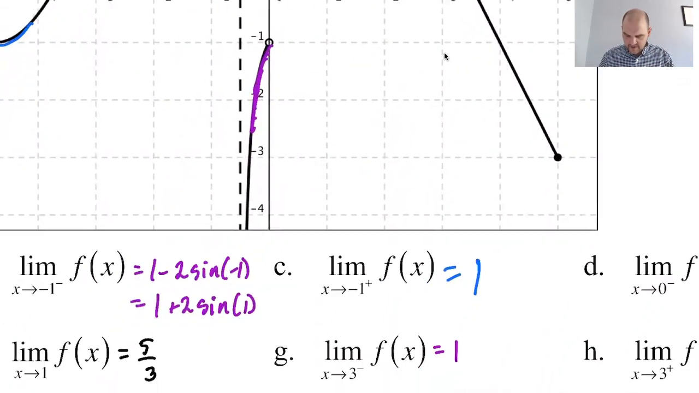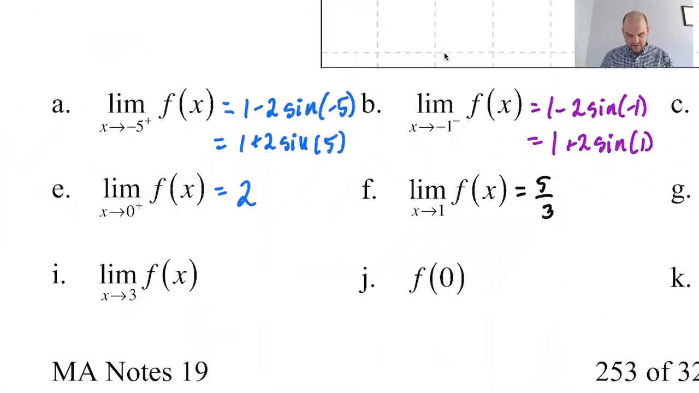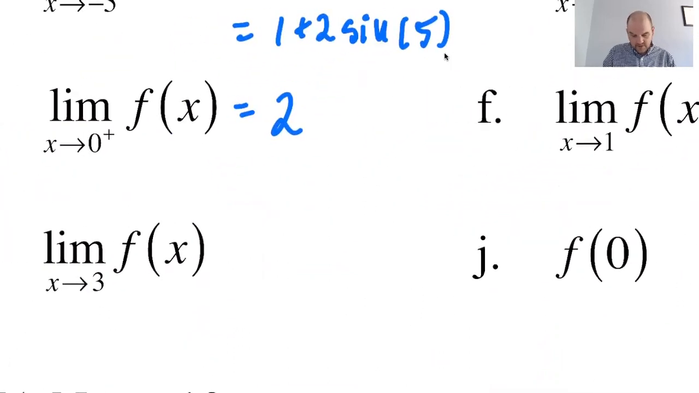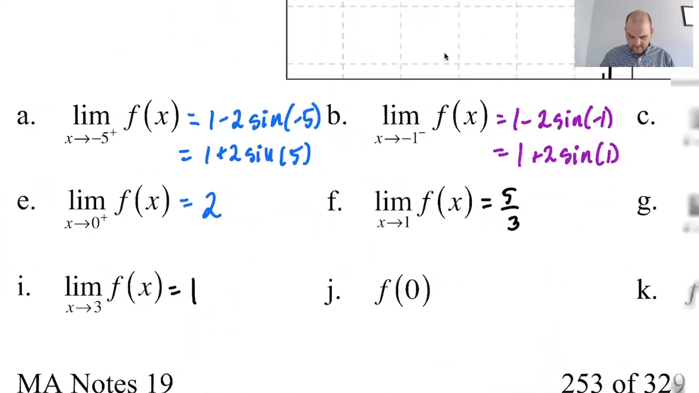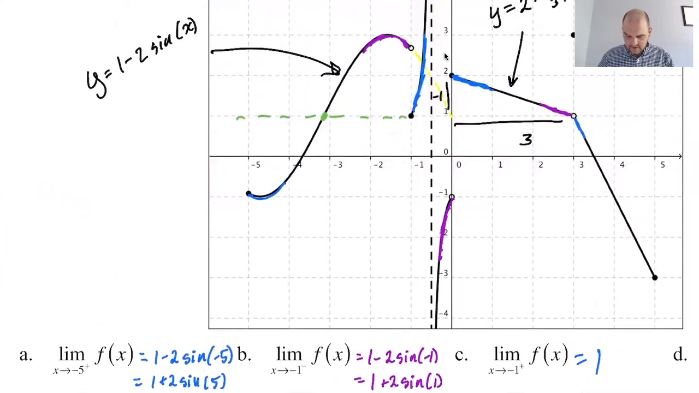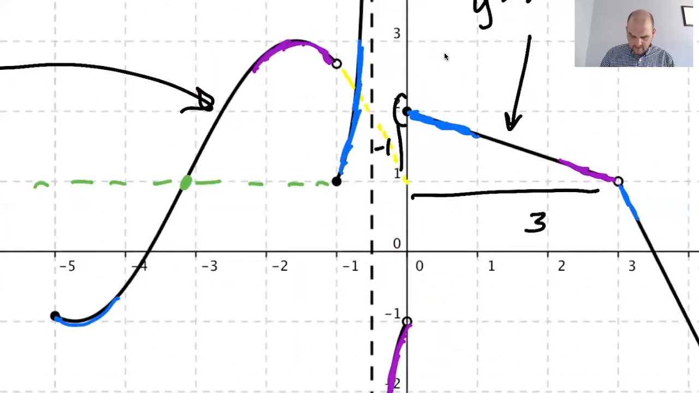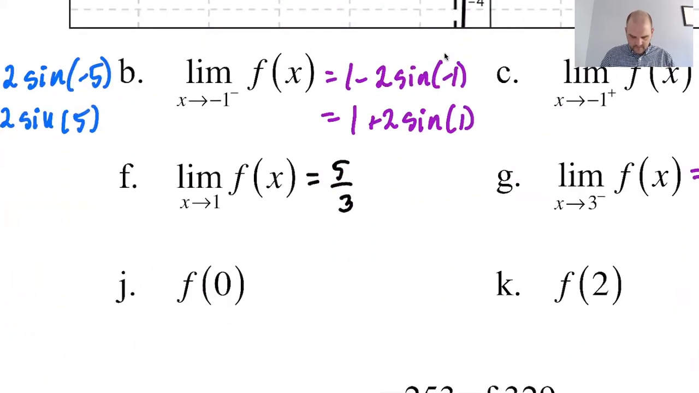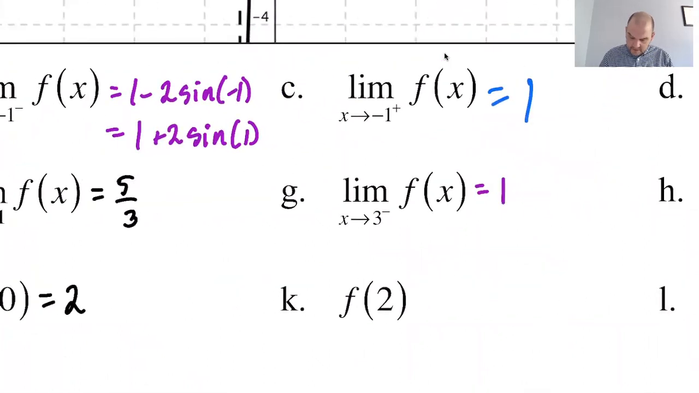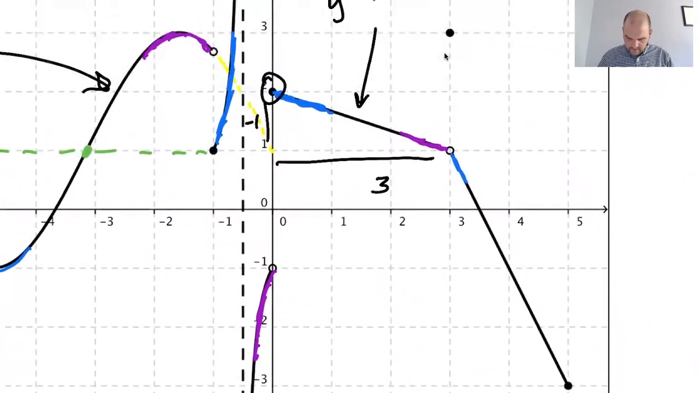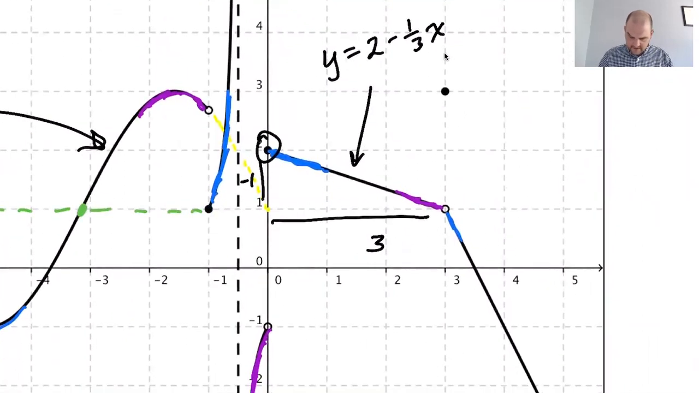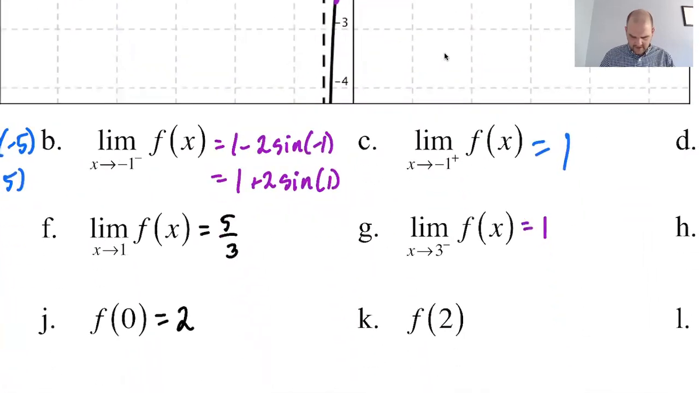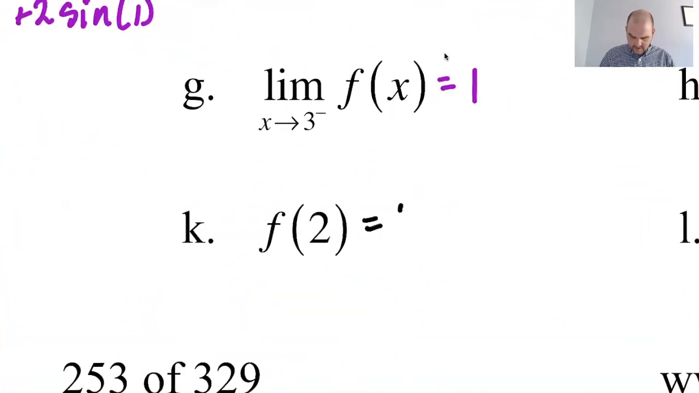So the limits were both 1, and then the limit as x approaches 3 of f of x is also going to be 1, because the limit from the left equals the limit from the right. F of 0 is an unrelated question, but okay. On our graph, I see 2. So that's equal to 2. And then f of 2, I'm going to use my slope, so f of 2 should be 2 minus 2/3. 6/3 minus 2/3 is 4/3. I don't know why I asked that, but I did.